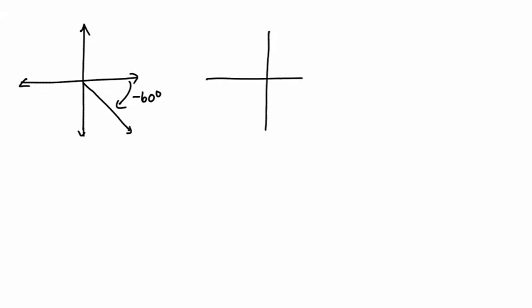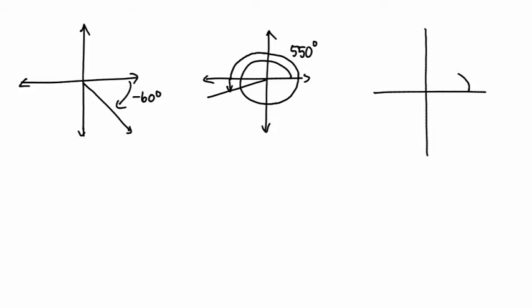So let's just move on and say that we have an angle of, say, -60 degrees, and it would look with a coterminal line something like this. Or we had an angle of, say, 550 degrees, which would look something like this. There's 550 degrees, and there's my little arrows. Or let's say you had 135 degrees, which would look something like this.